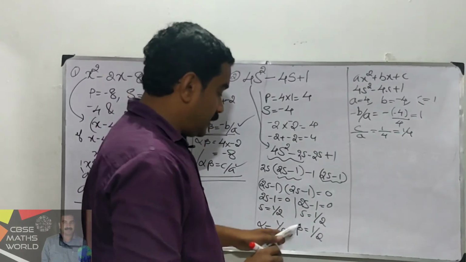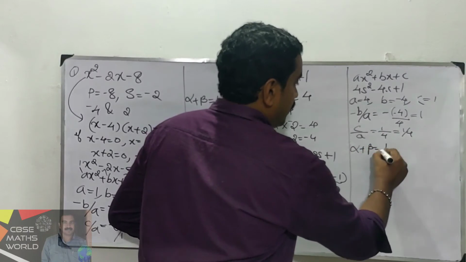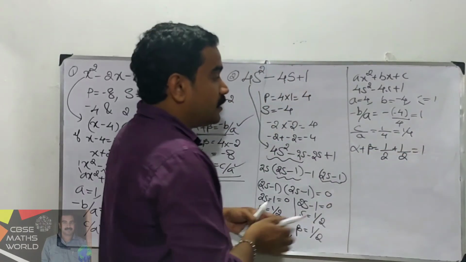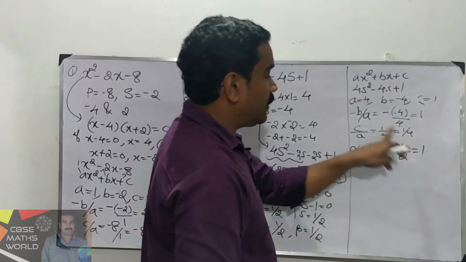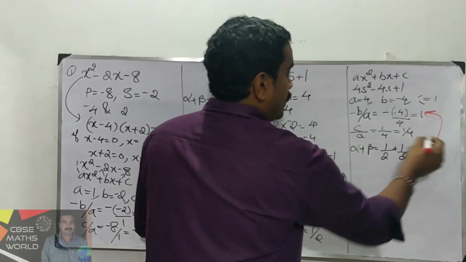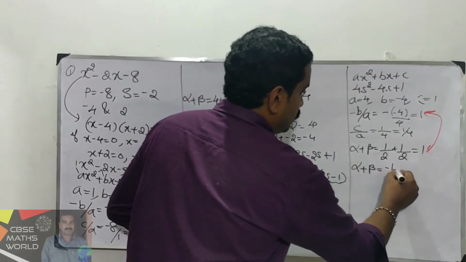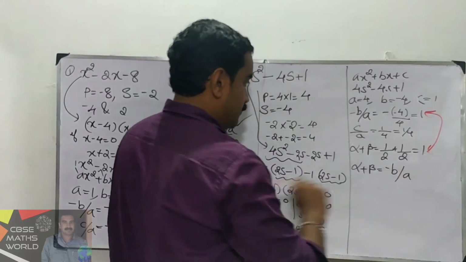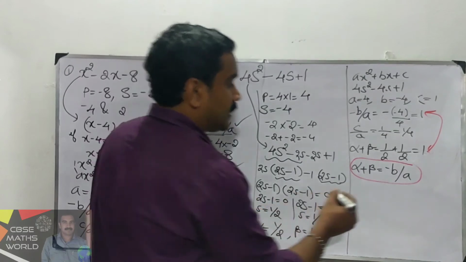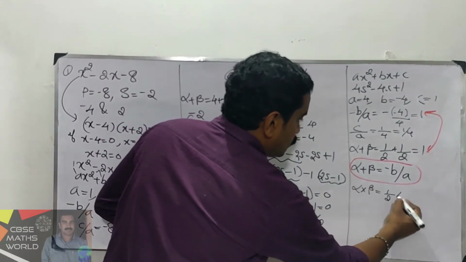Then we want to check what is alpha plus beta. What is alpha plus beta? Alpha plus beta, that is 1 by 2 plus 1 by 2. What is half plus half? Half plus half is 1. So alpha plus beta is 1 and minus b by a is also 1. So these two are equal. So what can we write? Alpha plus beta equal to minus b by a. This is the first one. Then check what is alpha into beta. What is alpha? 1 by 2 into 1 by 2.